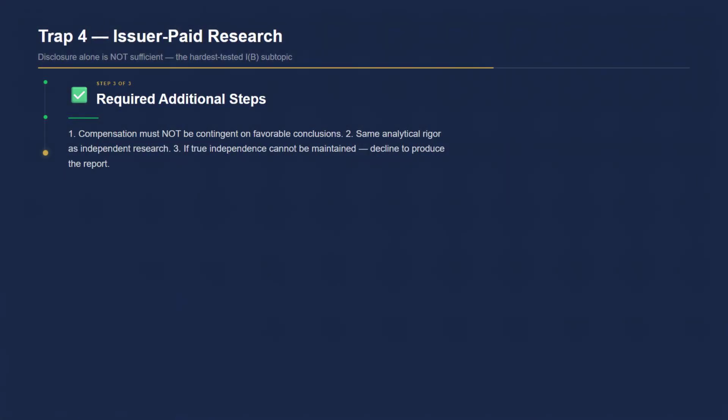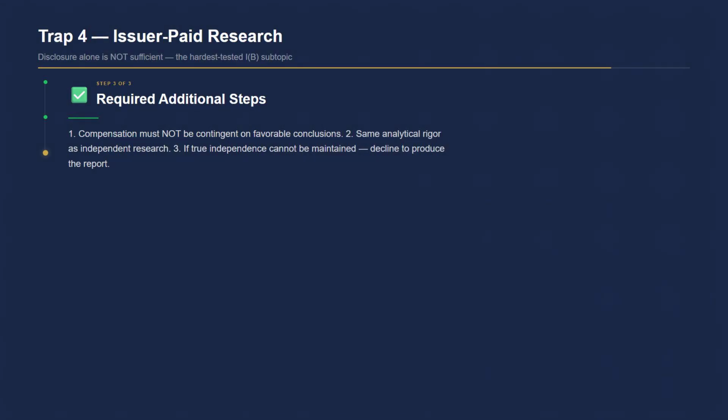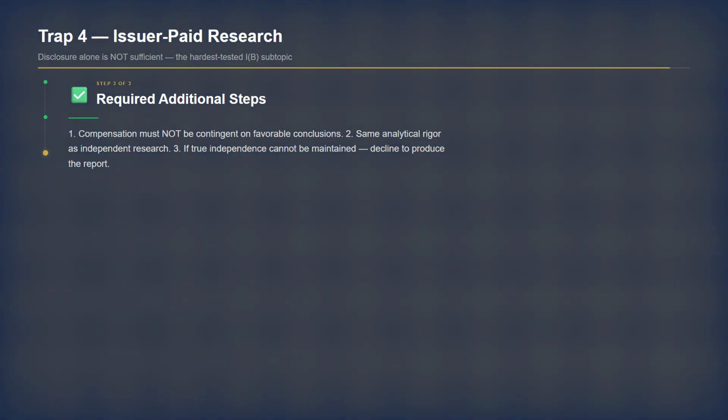The analyst must also ensure compensation is not contingent on the report's conclusions, apply the same analytical rigor as independent research, and in some cases, where independence cannot be maintained at all, decline to produce the report entirely. Think of it this way: putting a warning label on spoiled food doesn't make it safe to eat.